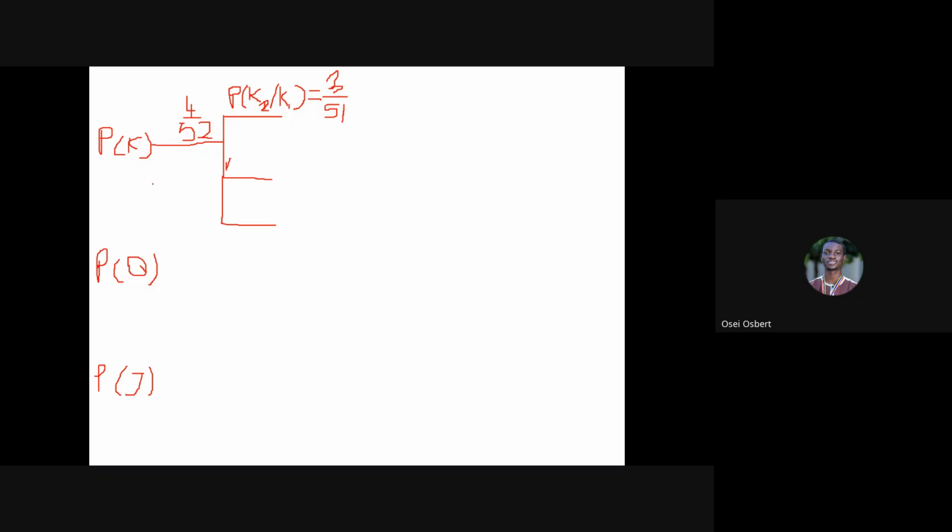Then the probability of getting a queen in the second draw, given that a king has already been drawn, we'll have as 3 on 51. So that will be what we are after. In that order, I'll leave the others since you are not after them. We'll move on.